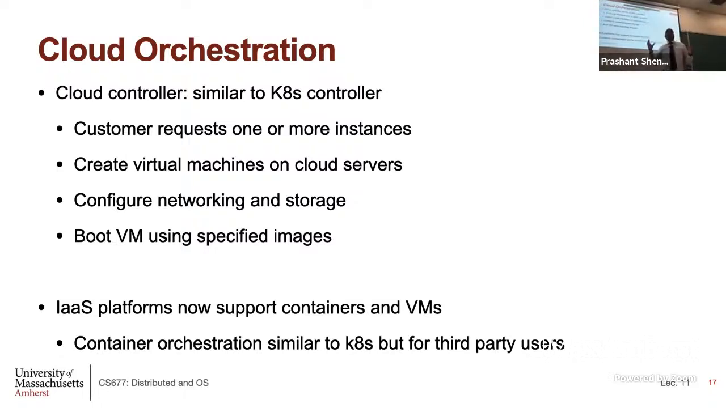So to do cloud orchestration, you essentially need a cloud controller. The cloud controller, or the control plane, as it is often called, makes the decision whenever new requests come in: which machine to put that VM on, how to slice that machine across multiple customers, how to configure the networking, how to boot that VM using a specified operating system. All of this is done by this cloud controller. And so this is essentially an important part of your cloud platform.